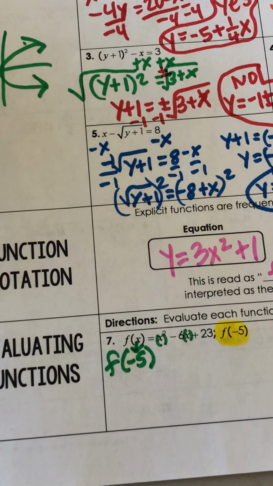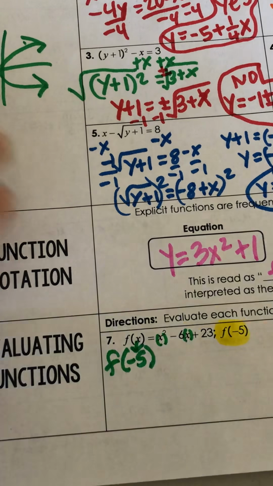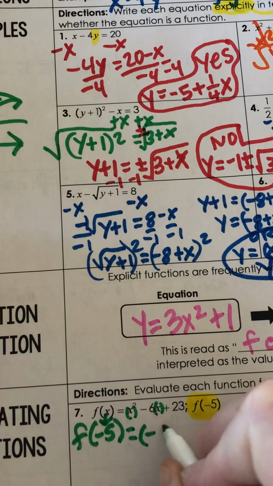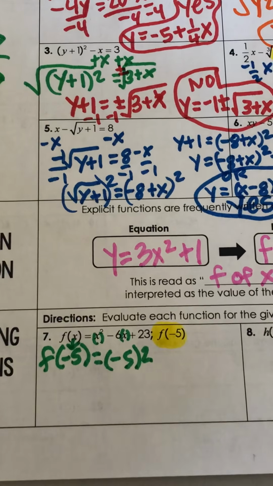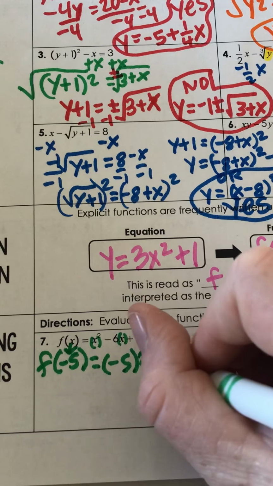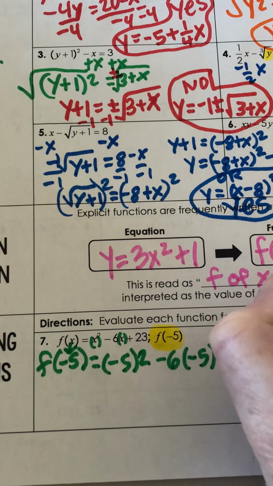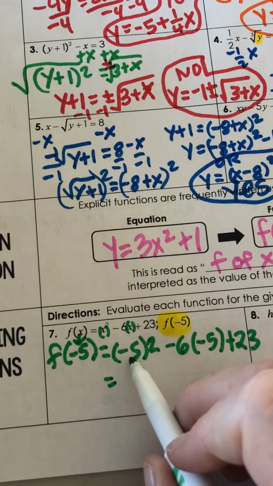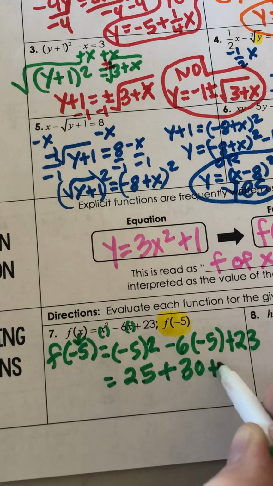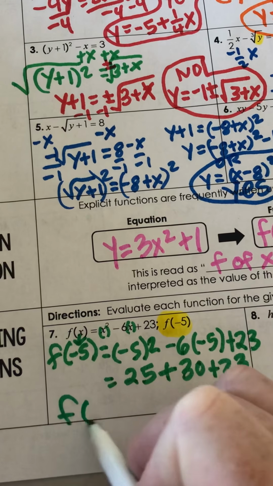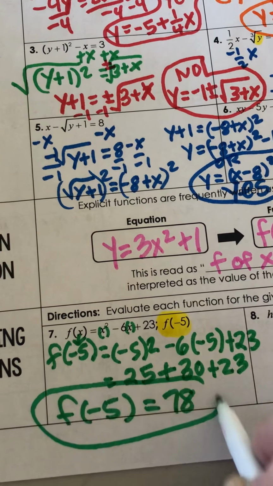And before you replace these, please, please, please do not forget to put them in parentheses. So this would be negative 5 squared, which should end up being positive. If you don't put parentheses, you might get your answer wrong. Minus 6 times negative 5 and then plus 23. So negative 5 squared is 25, and then that would be plus 30 plus 23. Add those together and f of negative 5 is 78.